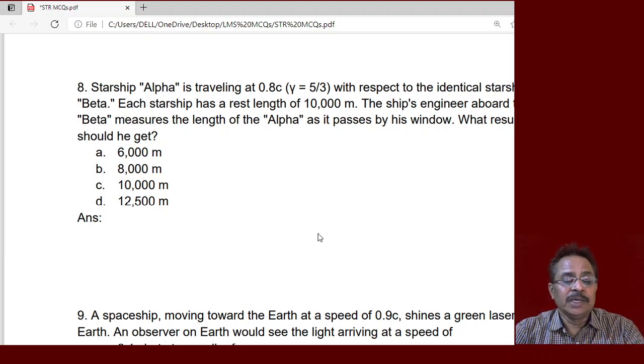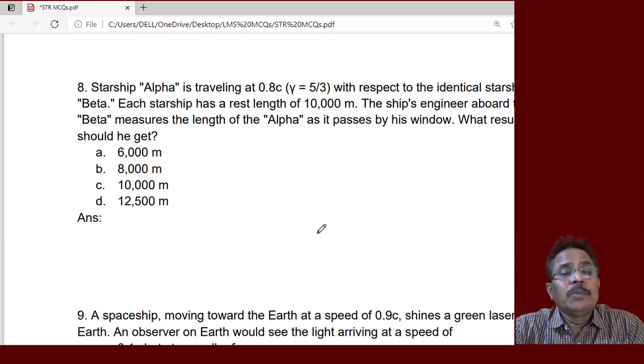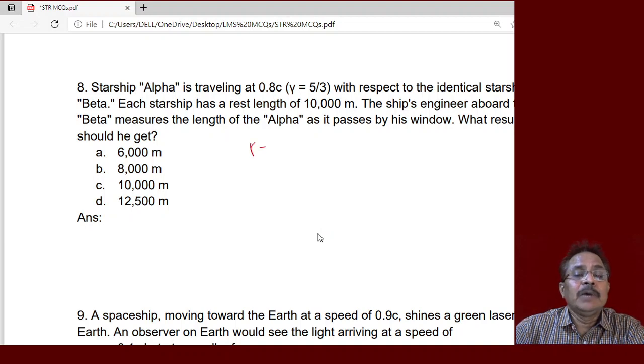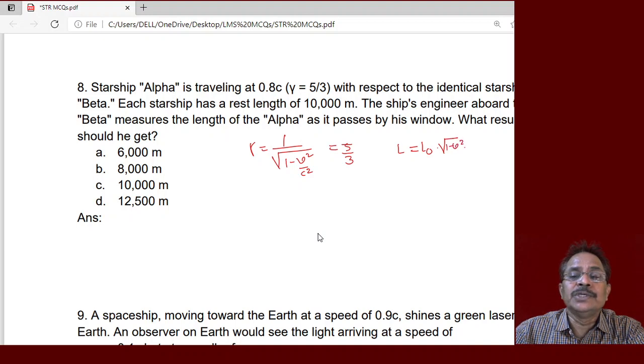Okay, so here also we have to use the same concept. In this problem we have been given this gamma, and gamma is defined as 1 upon square root of 1 minus v square upon c square. So 1 upon root of 1 minus v square upon c square is defined to be gamma, and this is given to be 5 upon 3. Now in our problem, again we have to use this formula, L is equal to L0. Now this is the length of the spaceship alpha measured by an observer in the spaceship beta, and this is going to be L0 times root of 1 minus v square upon c square.